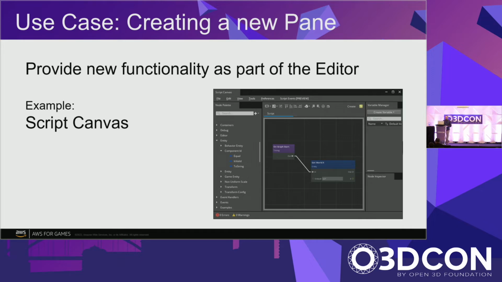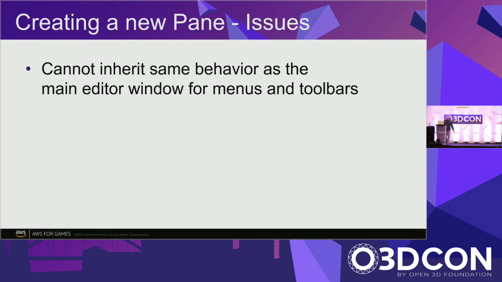So let's say I want to use them, but I want to create my own main window and inherit all that. So in the case, for example, of Script Canvas, we have a new main window with different functionality. Can I inherit any of this? Answer is no. By default, you don't get any of that. You would have to re-implement it from scratch for your window.